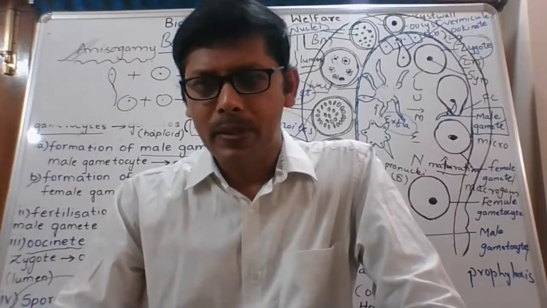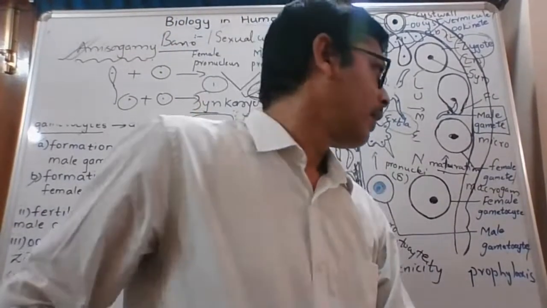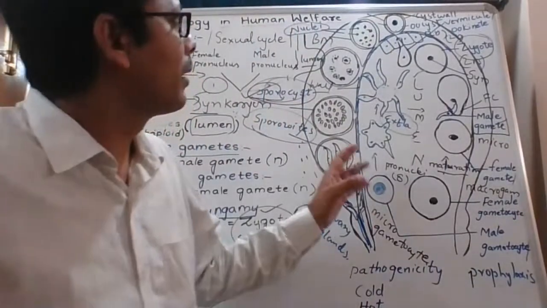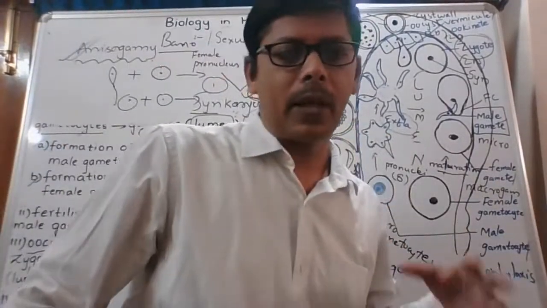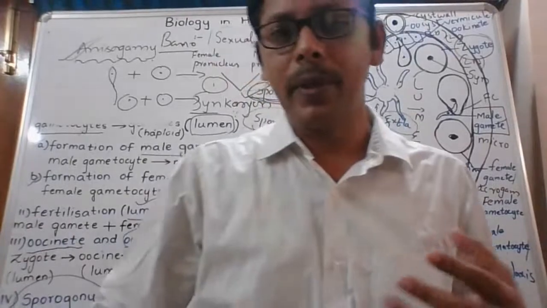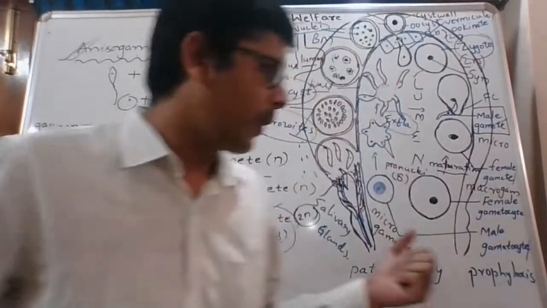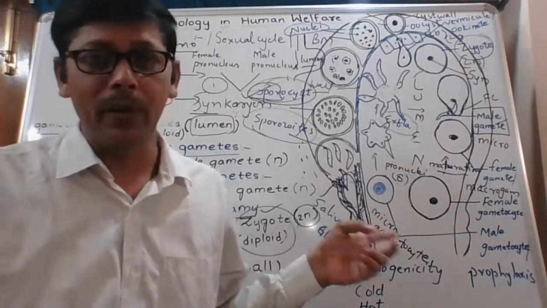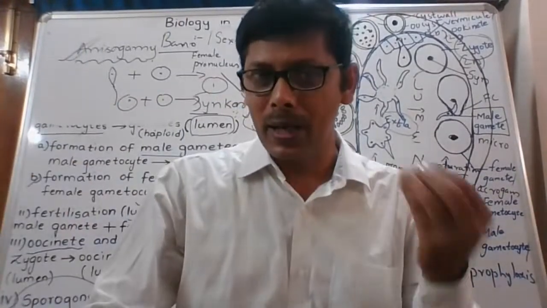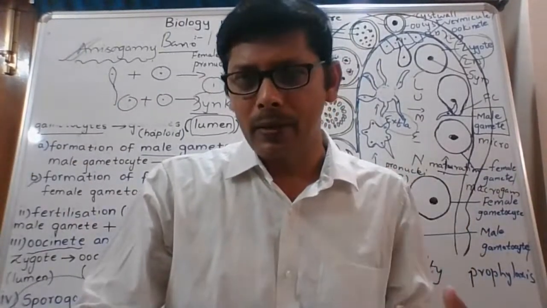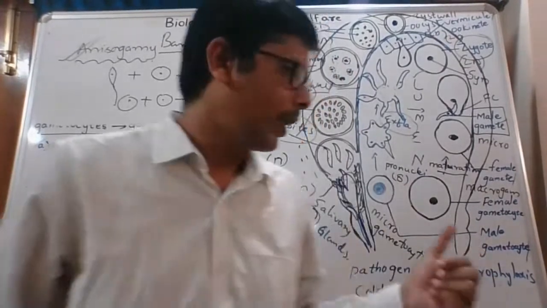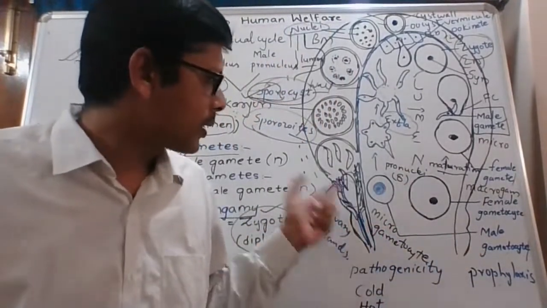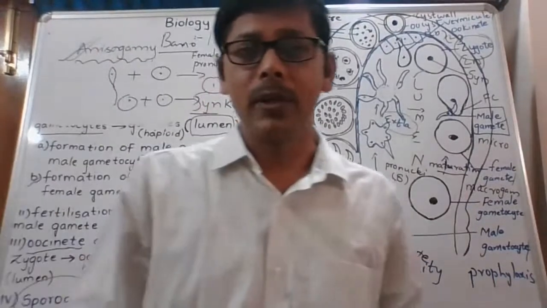Hemoglobin is a pigment, right? That's the end of this cycle. Life cycle of Plasmodium in the female Anopheles mosquito. When this mosquito bites a person, from the salivary glands, along with saliva and anticoagulants, sporozoites also enter into the blood.